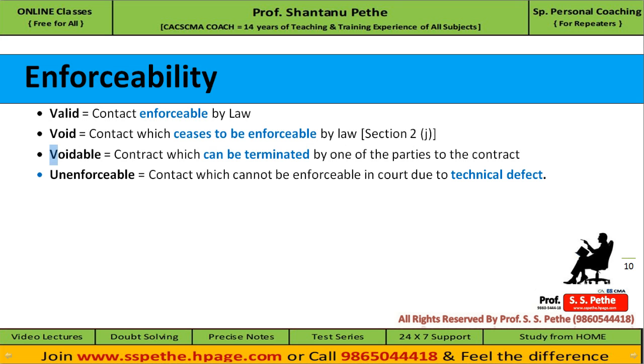Now let's see voidable contract. A contract which can be terminated, which can be rescinded by one of the parties to the contract, will be treated as voidable. This is a very important type of contract, and most of the time it is asked in the exams. There are so many circumstances under which one or more parties to the contract get a right to terminate the contract. We will see these in detail, but for the time being, I will give one example.